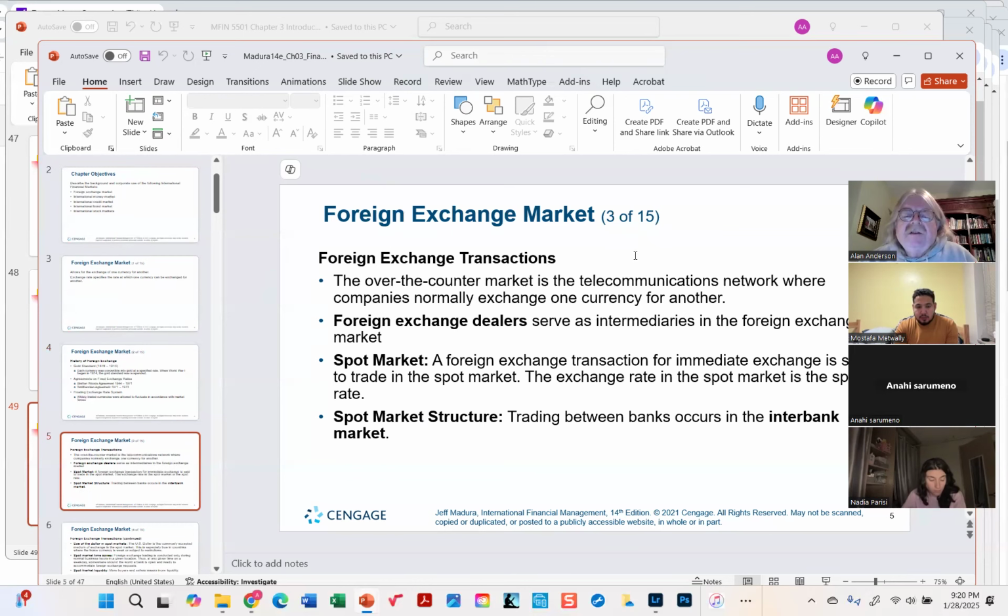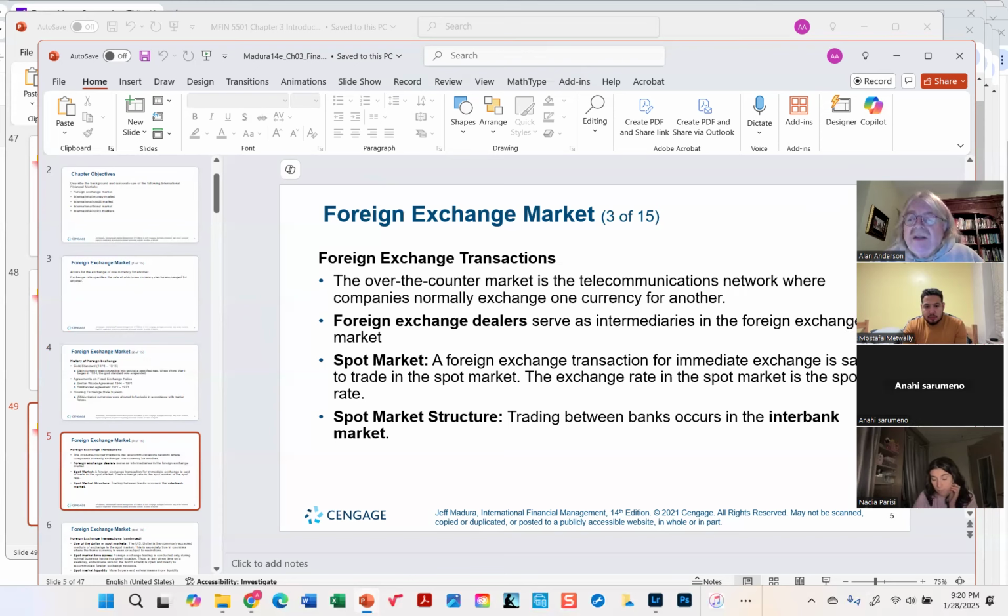Now, here they're discussing the foreign exchange market. With foreign exchange markets, we know that this is actually an over-the-counter market. There is no exchange in which we can buy or sell foreign exchange. And dealers are the ones from whom we buy and sell currencies. Now, the market where we buy and sell currencies for immediate delivery is referred to as the spot market.